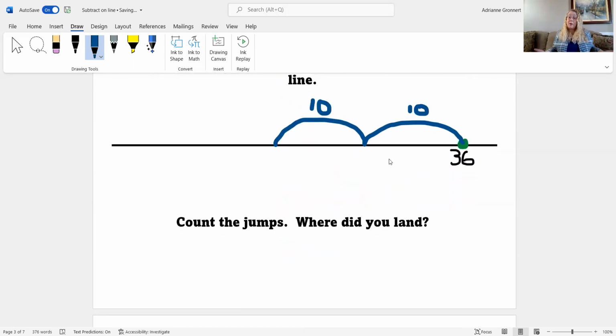Now we need to count the jumps. I wonder where we land. So we're counting backwards by 10 from 36. So if I go back 10 from 36, that's, you're right, 26. So I want to mark that on the line. And then if I go back 10 more, I land on 16. That's right. There we go. So I landed on 16. Make sure you mark both of those jumps, 26 and 16, on your number line.